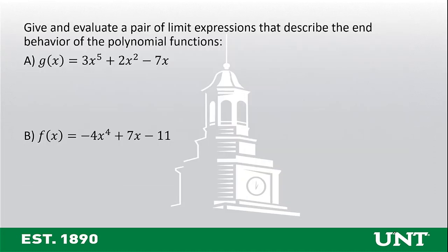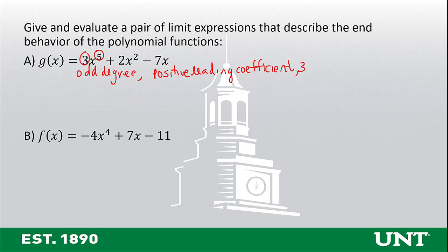Give and evaluate a pair of limit expressions that describe the end behavior of the polynomial functions. A. g of x equals 3x to the fifth plus 2x squared minus 7x. This is a polynomial function of odd degree. That's because the highest power present is x to the 5, and 5 is an odd number. And the leading coefficient is a positive number. The leading coefficient is the number 3, and it's positive.